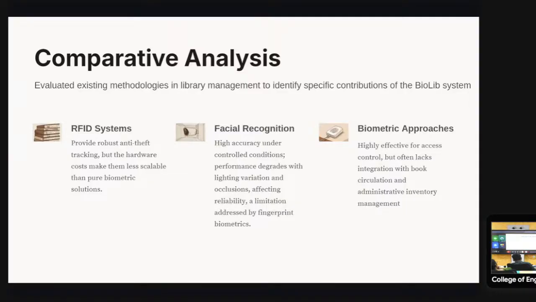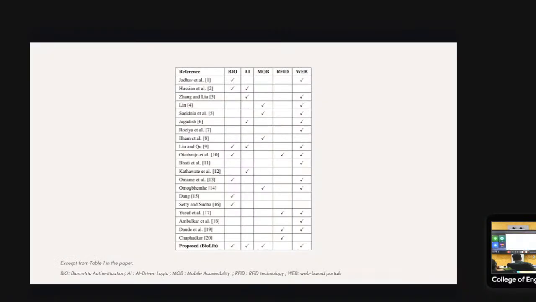Then comes our method, that is using biometrics, that is fingerprints, and combining all the necessary technologies. We can take the first paper, which only combines biometric authentication and web-based portals. And the second combines biometric authentication and AI.